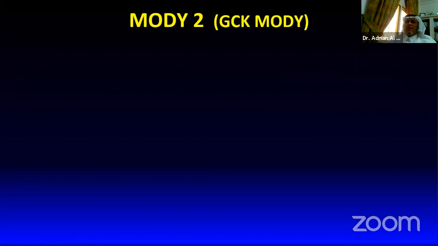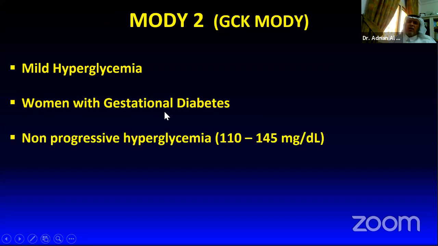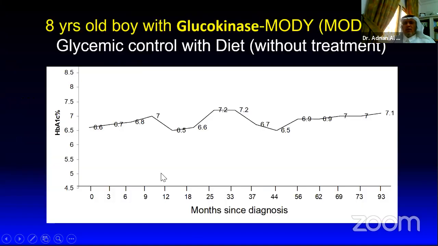It has a variable presentation from mild hyperglycemia to, in adults, usually presenting with gestational diabetes, or it will present with non-progressive hyperglycemia. So they will have their hyperglycemia not worsening, and usually it just needs diet treatment, doesn't need any insulin.